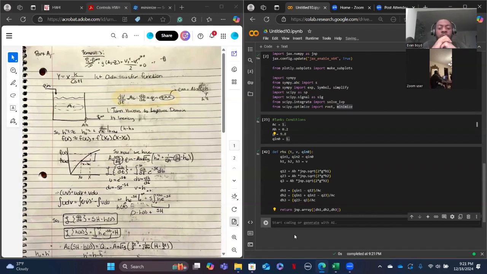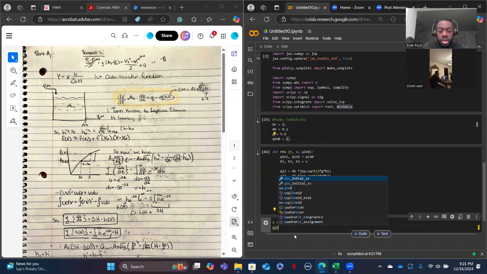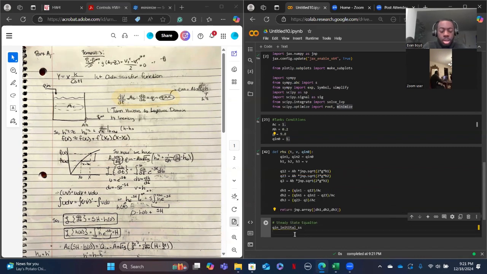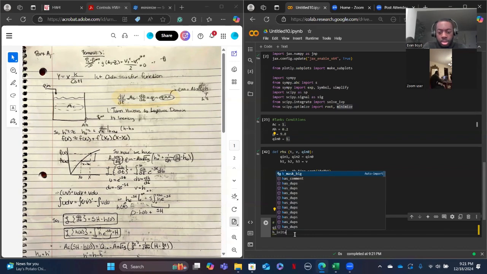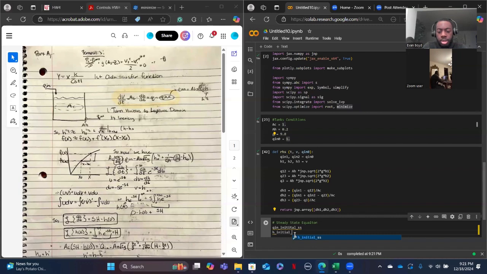Okay, so first we need to start with our steady state. So we have the steady state equations. We need to first initialize what our initial heights and initial flow will be at time zero. So at steady state for our three tanks, we'll have a Qn initially for a steady state and then a height initially for our steady states as well.